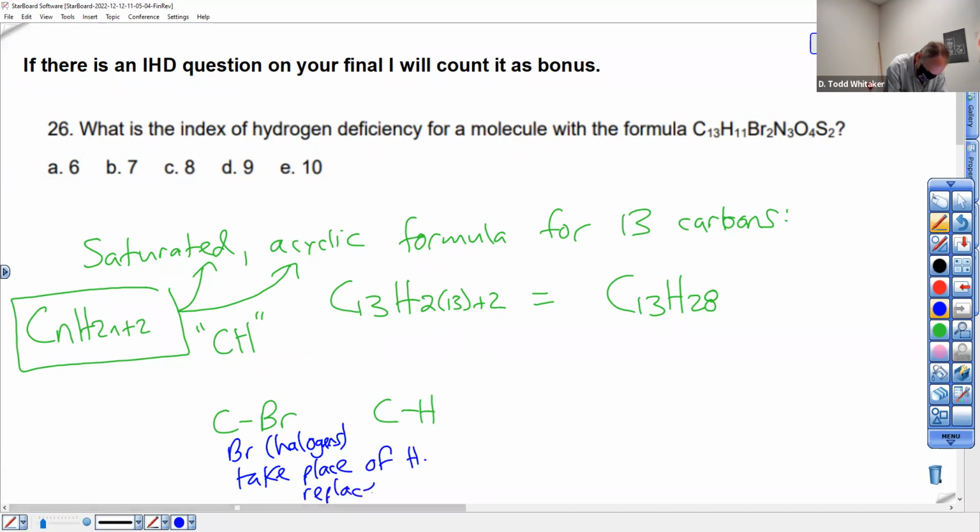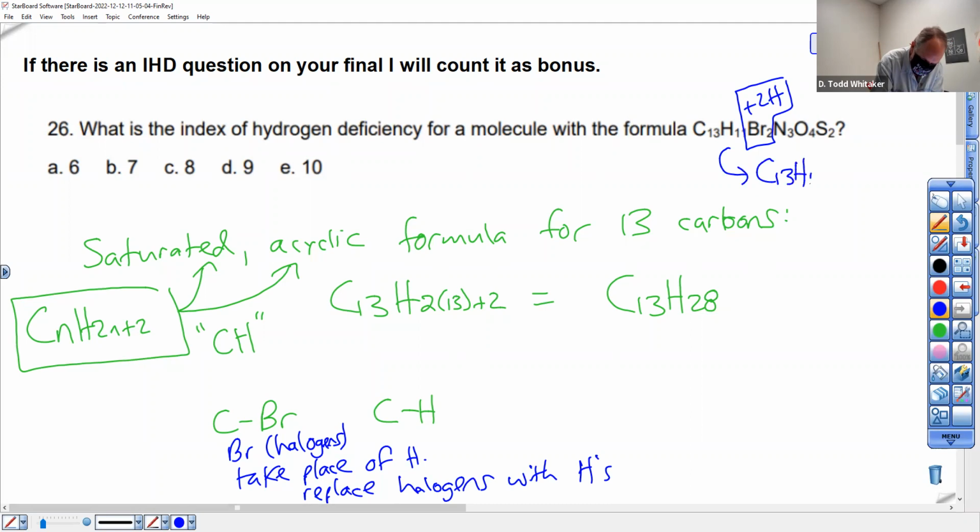Replace halogens with H's. So, plus two H's right there. You got it? Okay, good. So this becomes C13H13. I'm not done.